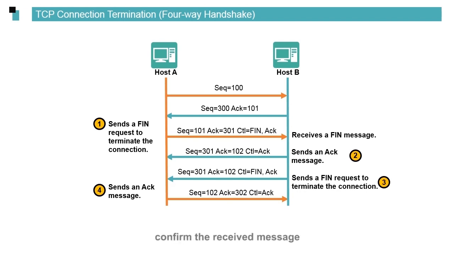confirm the received message, and sends another TCP message carrying the FIN and acknowledgement numbers to instruct device A to close the connection. Upon receipt of the messages, device A replies with a TCP message carrying the acknowledgement number to device B to confirm the disconnection.